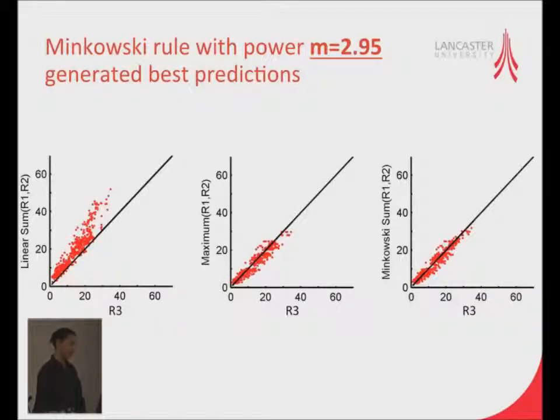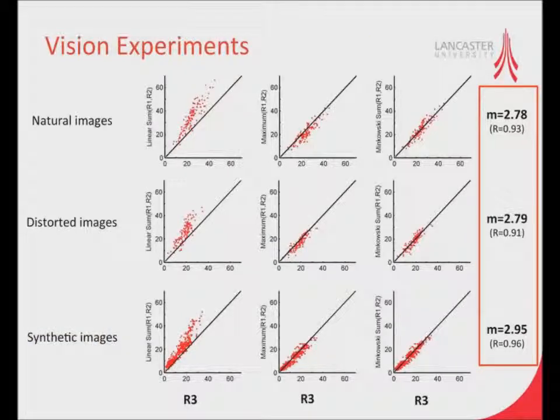And again, linear summation overestimates. Maximum does a pretty good job, it tends to underestimate, and it's really the Minkowski summation that generates the best predictions. So here's the summary, and as you can see here, the M value is always close to 3, between 2.5 and 3. Which is very interesting because it is consistent. And I also present you here the correlation values, which are quite high.